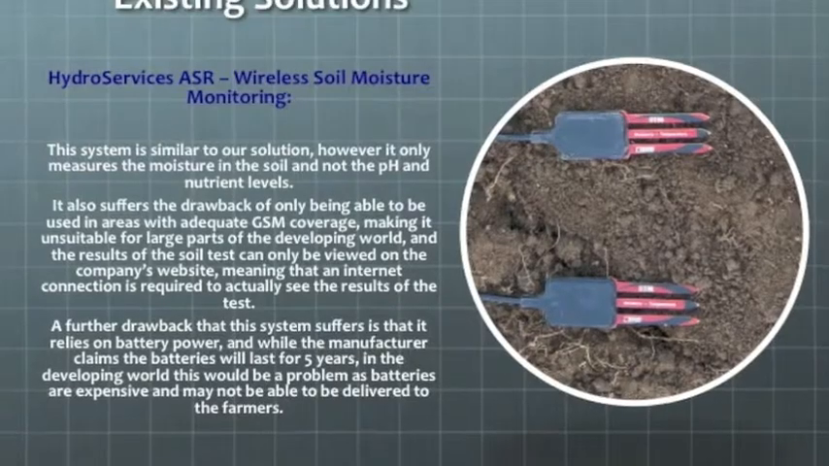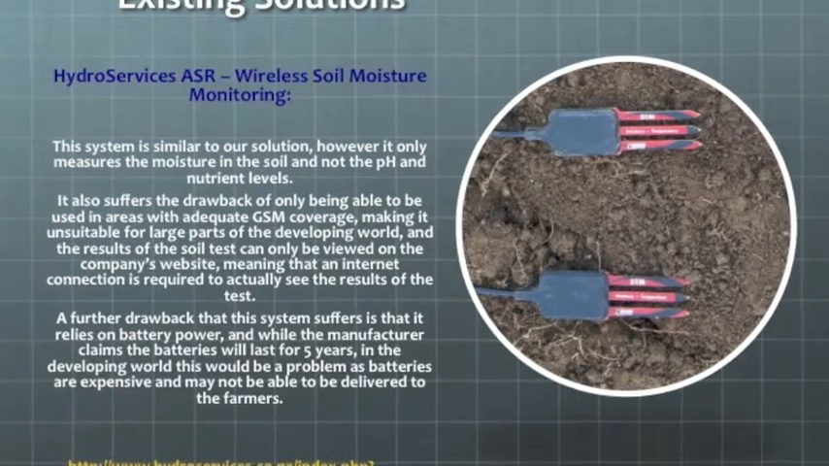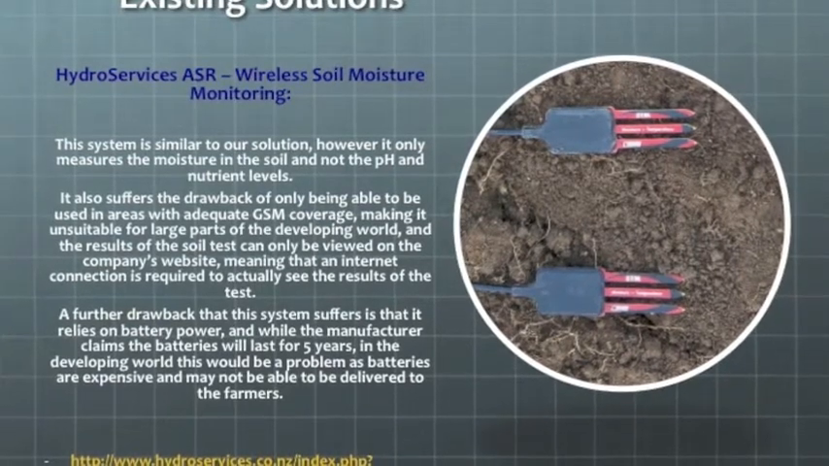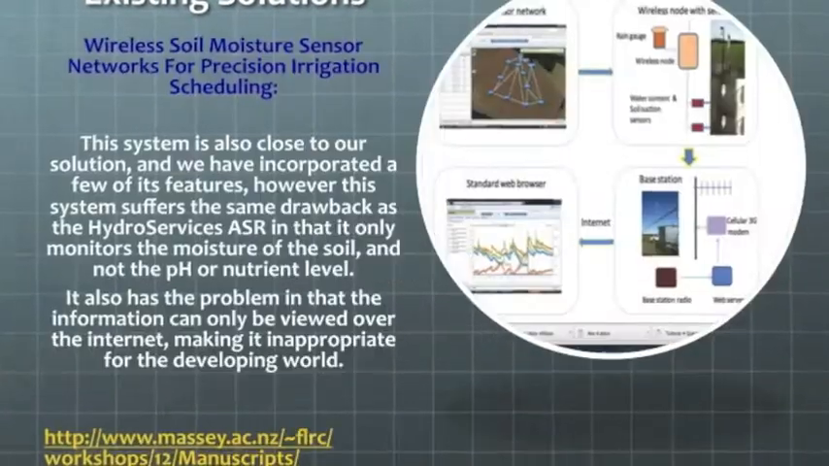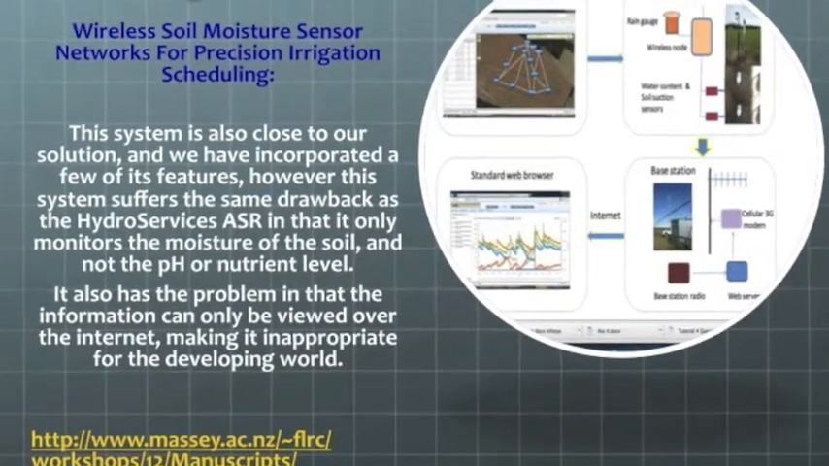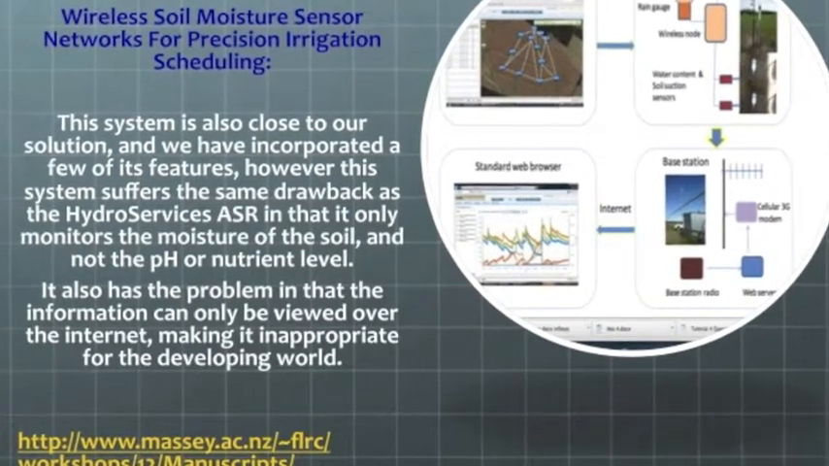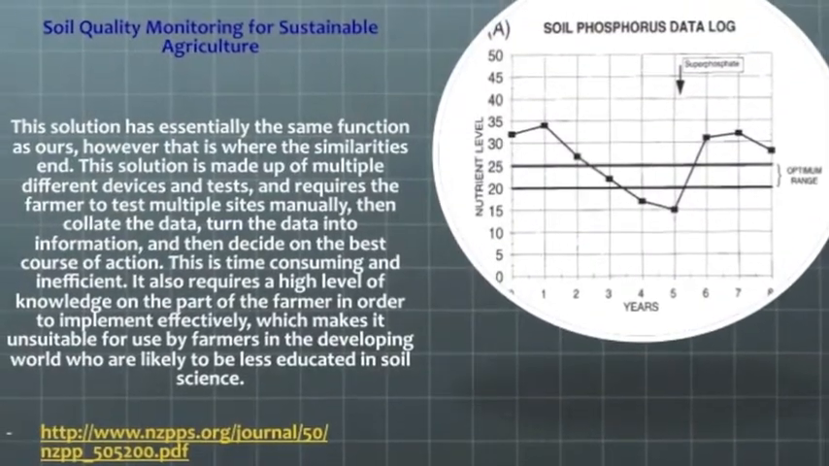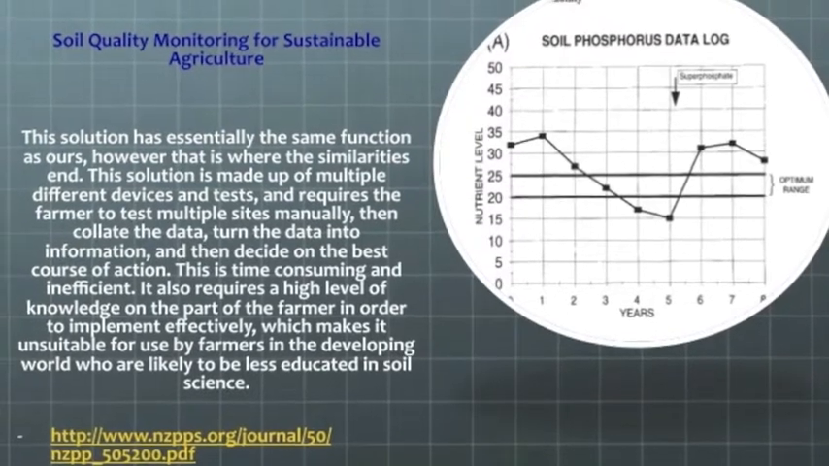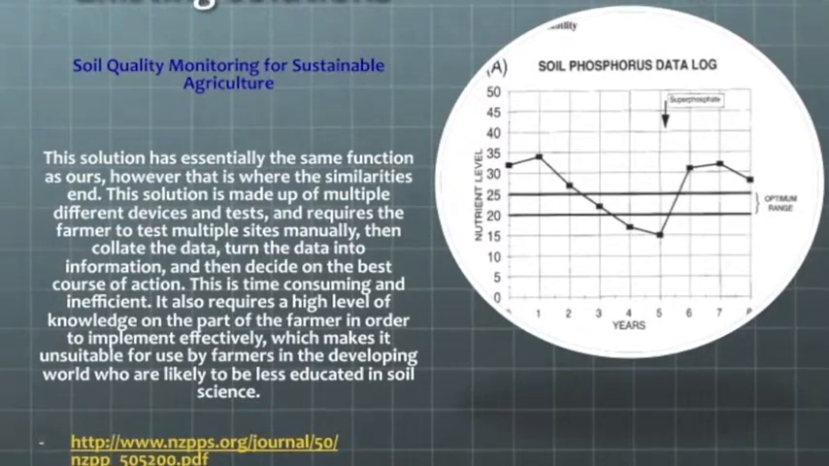Of course, there have been some existing solutions for this problem, but we have found that there are some elements that are not efficient. These systems only measure the moisture in the soil, not the pH or nutrient level, and are only able to be used in areas with GSM coverage and internet connection. They rely on battery power, which is inconvenient. The last example is made up of multiple devices and requires the farmer to test sites manually. This is time-consuming and inefficient.